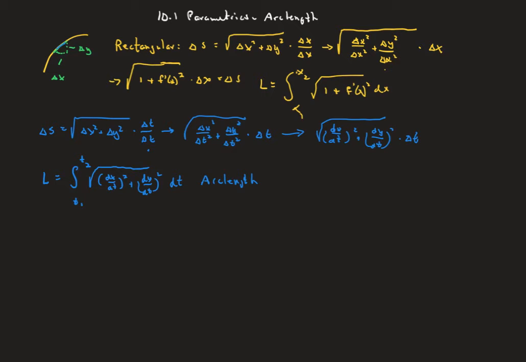So let's see how that is actually going to work in practice. I'm going to change screens here, and let's pick an example. We're going to take a look at what's called an asteroid, not an asteroid, but an astroid. This is a parametric shape, and it's given by the parametric equations x equals 2 cosine cubed t, and y equals 2 sine cubed t.